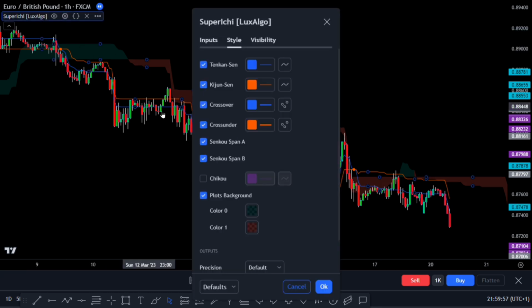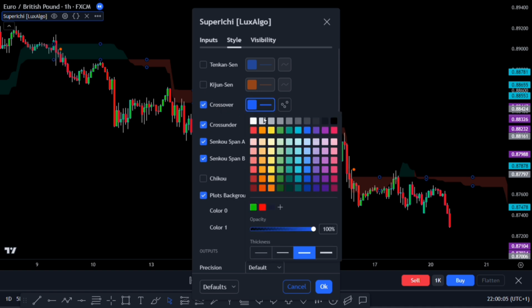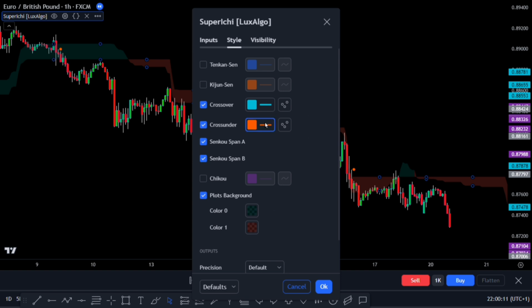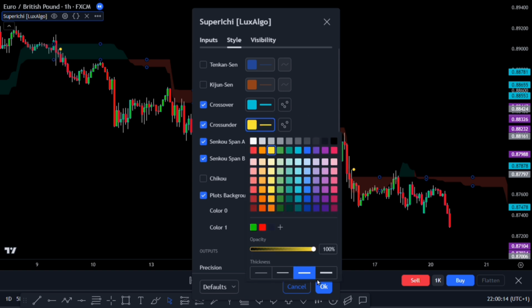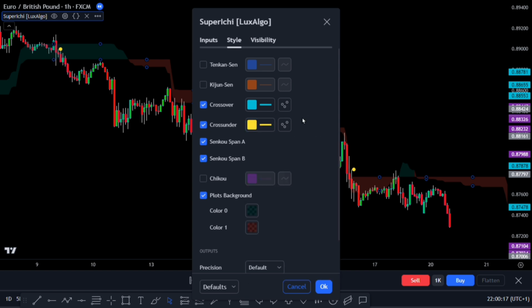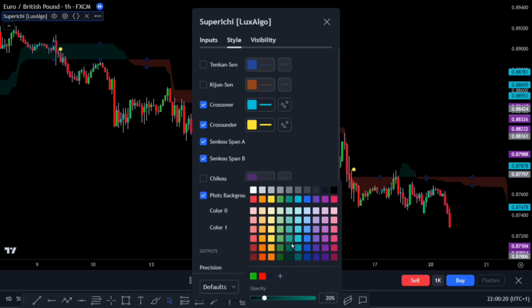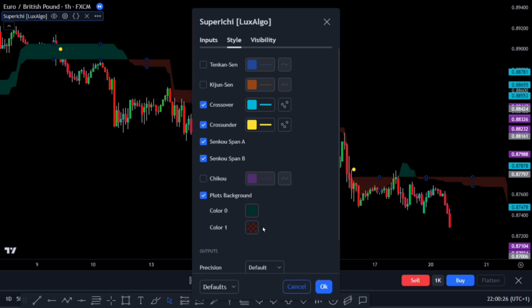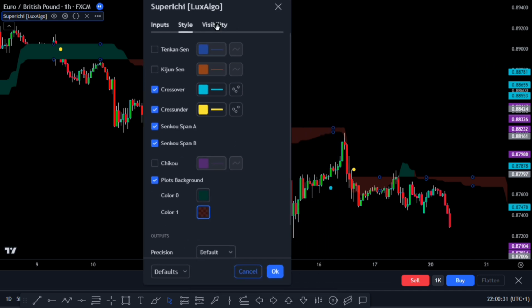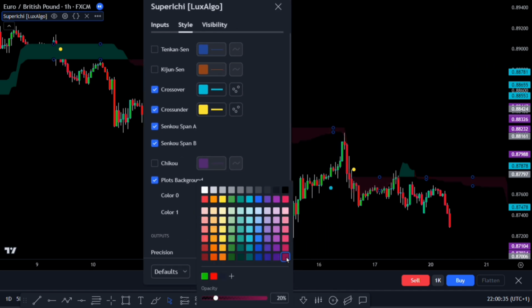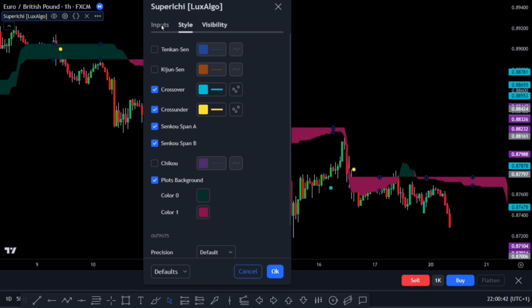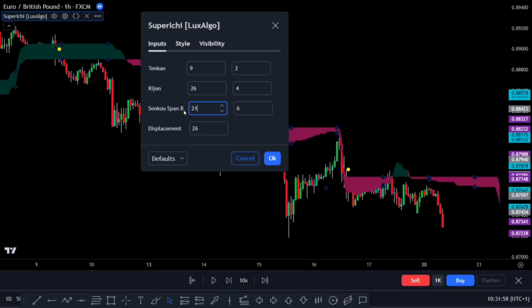In the style settings, uncheck the Tenkan-sen and Kijun-sen. Then, change the first crossover to blue, which means a bullish crossover, and the cross under to yellow, indicating a bearish crossover. To make it easier to see, we'll change the plot background to dark green and increase its transparency. Similarly, we'll switch the color 2 option to dark pink and increase its transparency as well. Next, in the Inputs tab, we'll change the Senkou span B to 21 and 9.